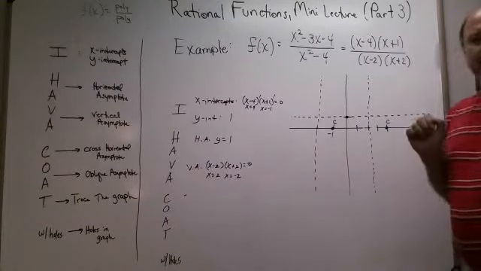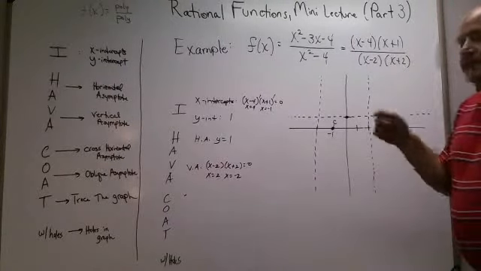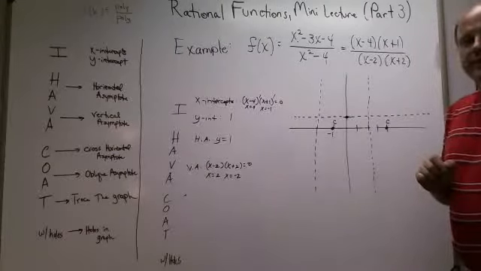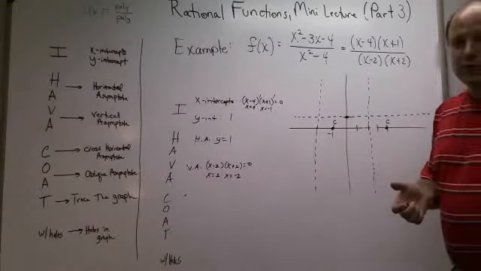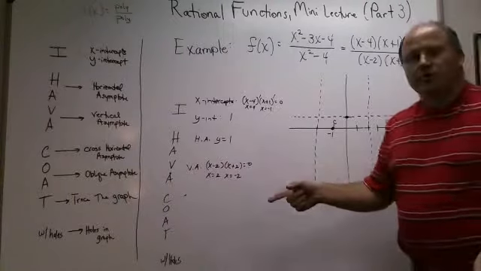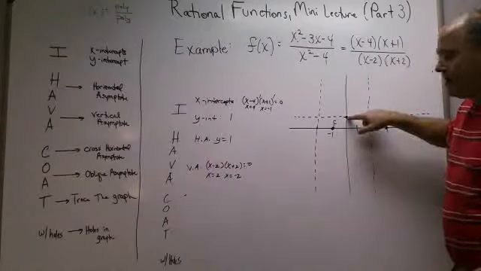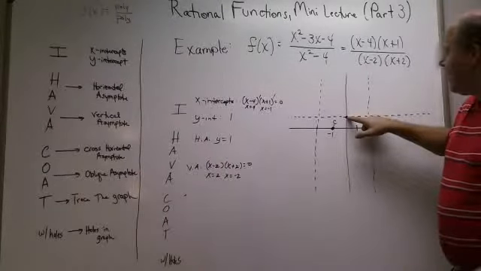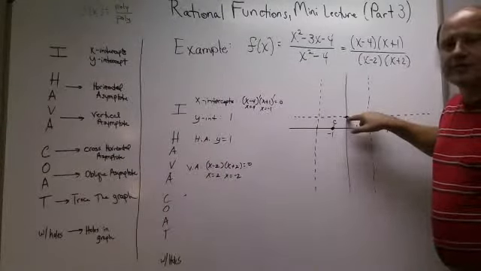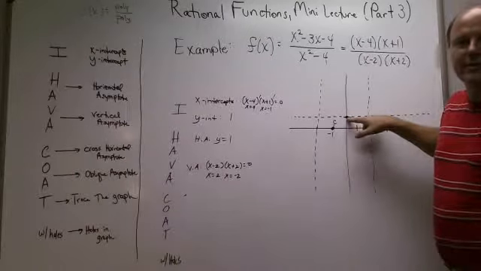Okay, so those are the domain errors. Now, remember the C. The C stands for crossing the horizontal asymptote. Sometimes you get lucky, and this is one of those times. I want to know, does it cross the horizontal asymptote? Well, this is a horizontal asymptote, and I have a point on the horizontal asymptote. So I've gotten lucky that I've got a point right on the horizontal asymptote. So yeah, it does cross it. It crosses it right there.